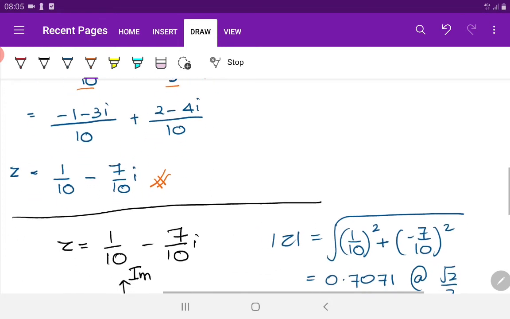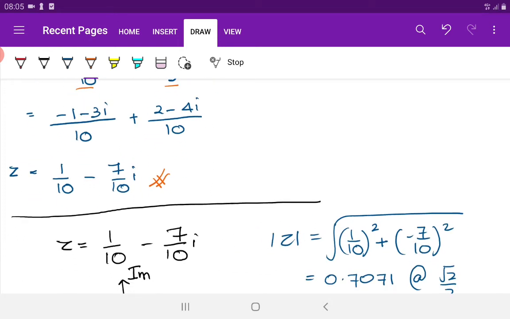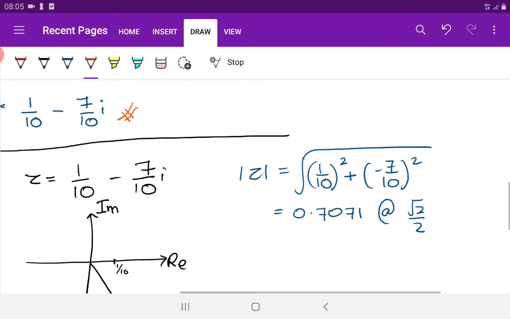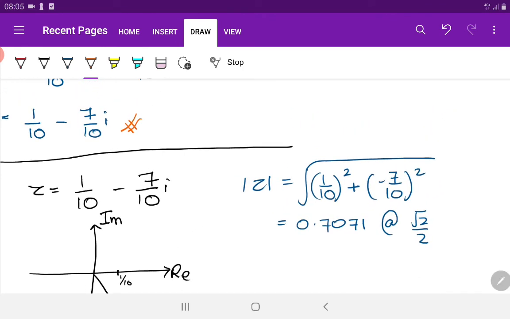Next part is to calculate the modulus and argument for Z. To calculate the modulus, you just simply use the formula square root of A squared plus B squared, the Pythagoras theorem. Hence, you can give your answer in terms of decimal or fraction like this.